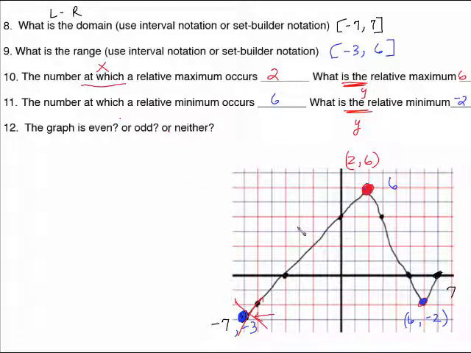The last question asks, is the graph even, odd, or neither? You can look at the graph and tell it is not symmetrical to the y-axis, therefore it's not even. It is not symmetrical to the origin, therefore it is not odd, which means it must be neither.